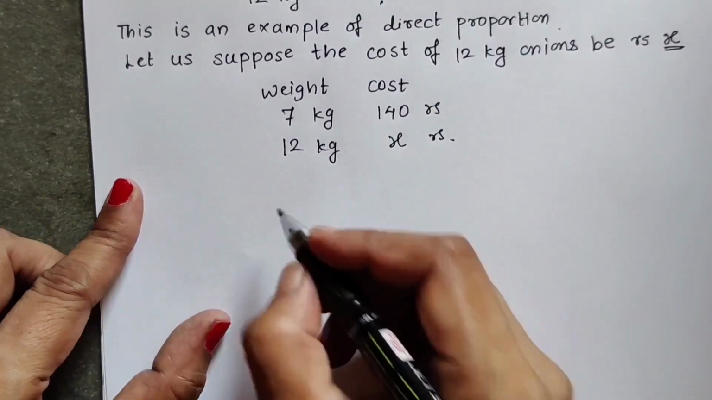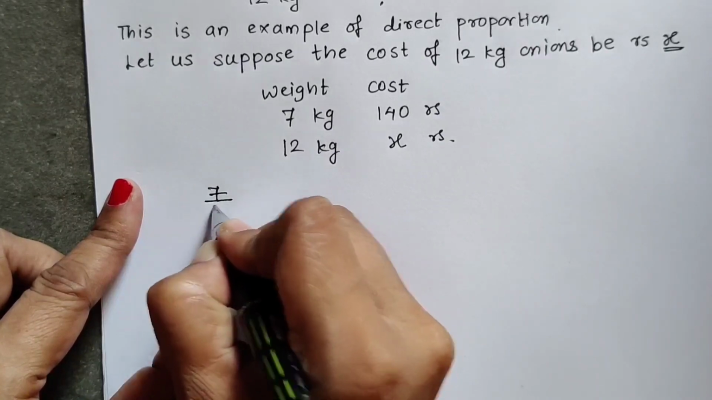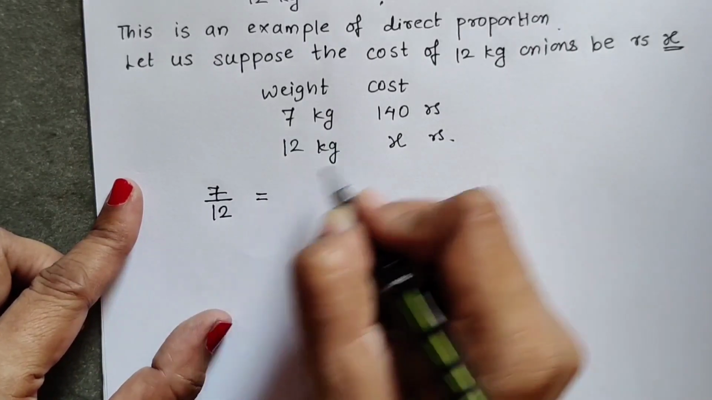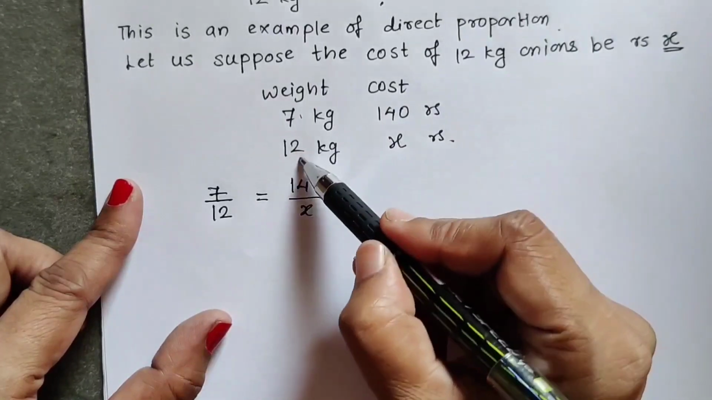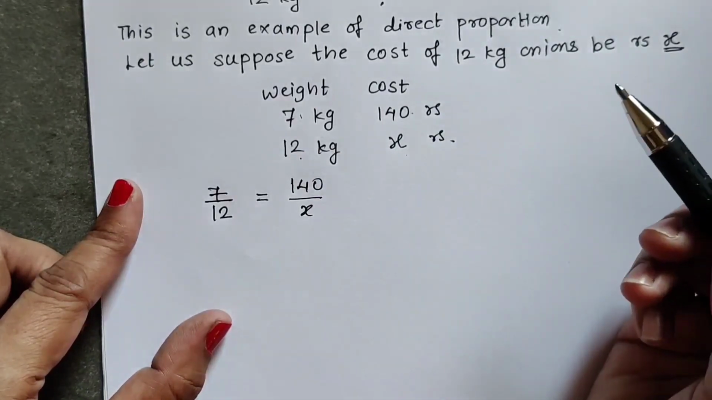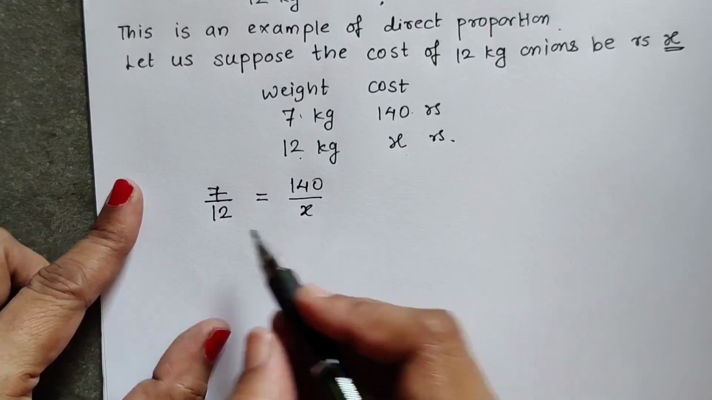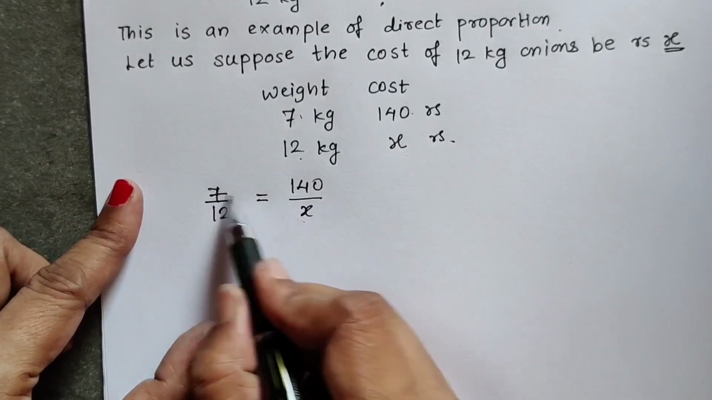That means this 7 upon 12 ratio is equal to 140 upon X. 7 upon 12 is equal to 140 upon X. Now how to solve this? We will solve it by the cross multiplication method.